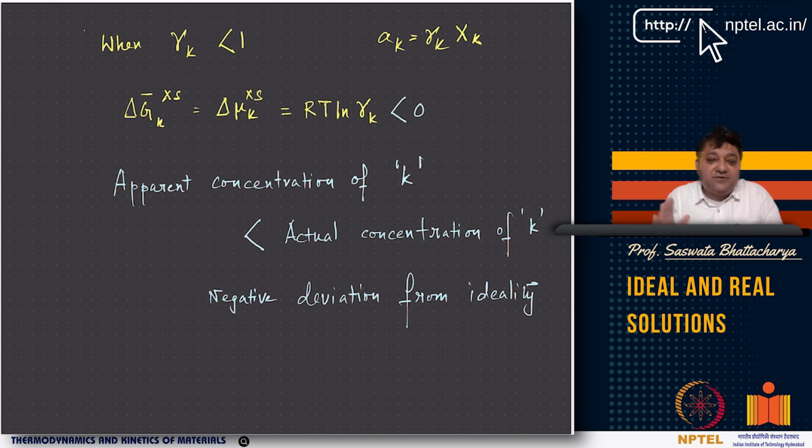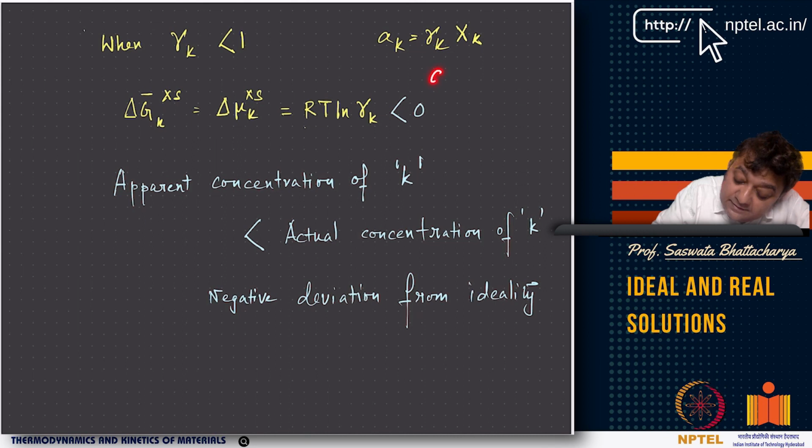So basically, you have a component K in the solution. If there is a deviation from ideality, that means there is a positive or negative gamma K. You have a gamma K which can be greater than 1 or less than 1. If you have a gamma K less than 1, then ln gamma K is less than 0, right? RT ln gamma K is less than 0, because R is positive, T is positive. So ln gamma K is less than 0 means gamma K has to be less than 1. Gamma K does not have to be negative. Gamma K is not negative. Gamma K is less than 1.